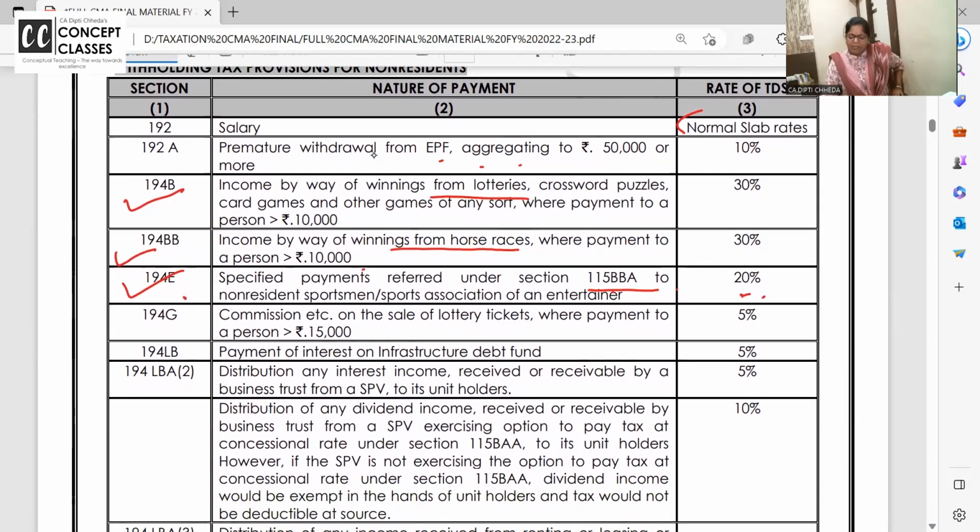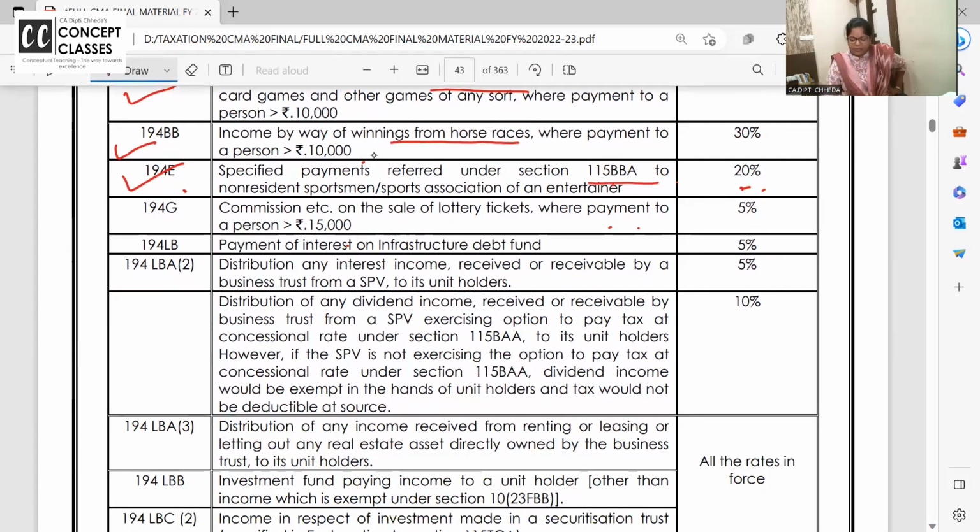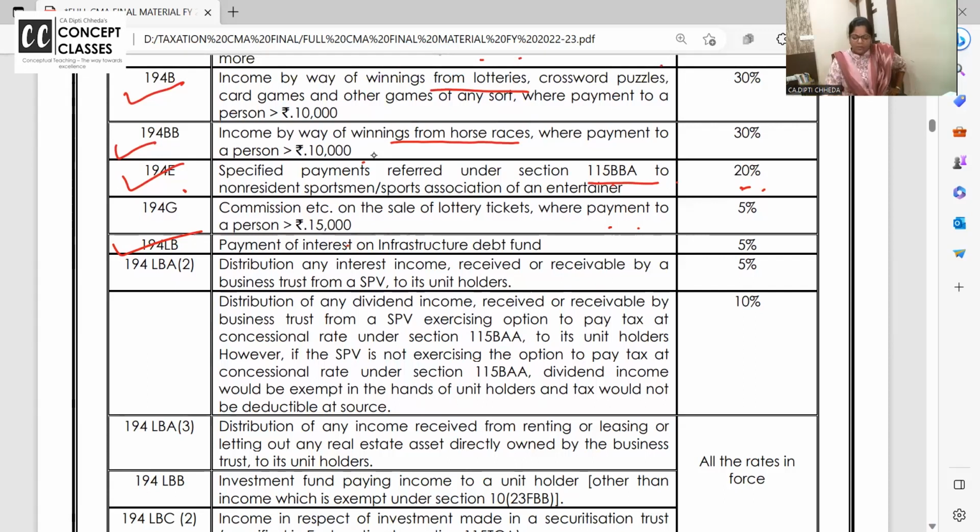Premature withdrawal of EPF aggregating to 50,000 and more, तो 10% TDS कटता है. Commission etc. on sale of lottery and all above 15,194 G में 5%. Yeah, this one is important. Are you ticking which I am saying is important, you should learn?